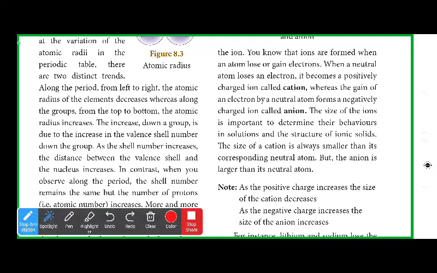Here you know that ions are formed when an atom loses or gains electrons. When a neutral atom loses an electron, it forms a positively charged ion called a cation, whereas the gain of an electron by a neutral atom forms a negatively charged ion called an anion. The size of the ion is important to determine their behavior in solutions and the structure of ionic solids. The size of the cation is always smaller, you can underline, smaller than its corresponding neutral atom, but the anion is larger than its neutral atom. This is important. Note.